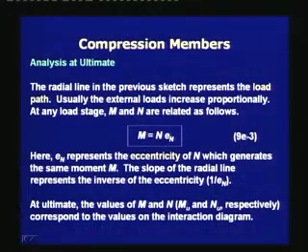Thus, in most of the cases, the axial load and the moment increase proportionately, and hence the load path is a straight line which passes through the origin and moves towards the failure envelope. The slope of that line is given as 1 by en, where en is the ratio of the moment M and the axial force N. At ultimate, the values of M and N, which are then represented as MU and NU respectively, correspond to the values on the interaction diagram. Thus, as the load increases along the load path, and finally, when at ultimate the load state falls on the interaction diagram, then a failure occurs.